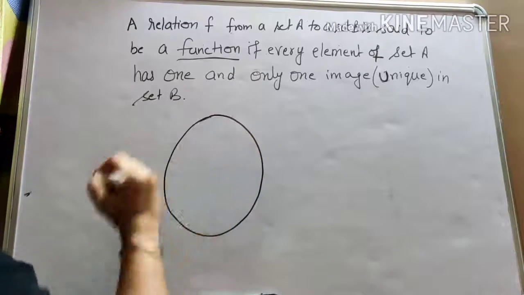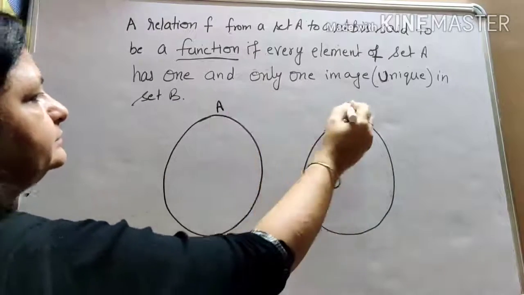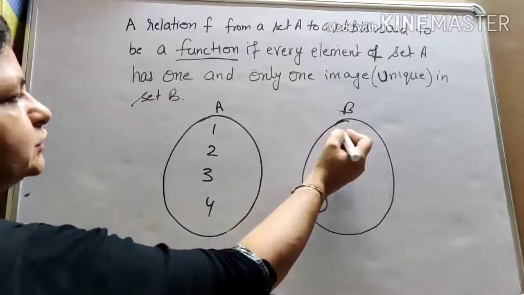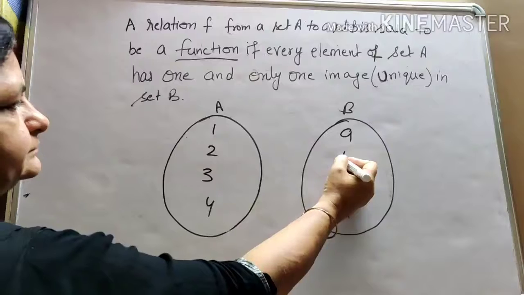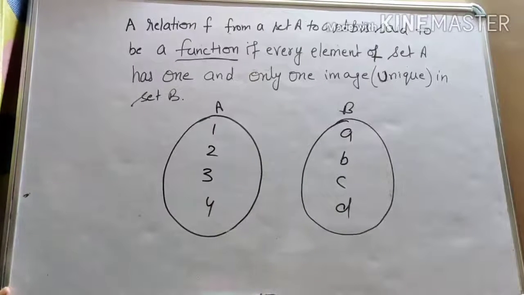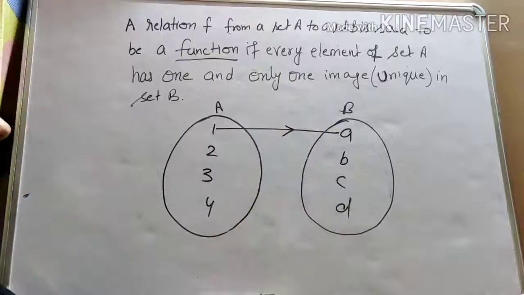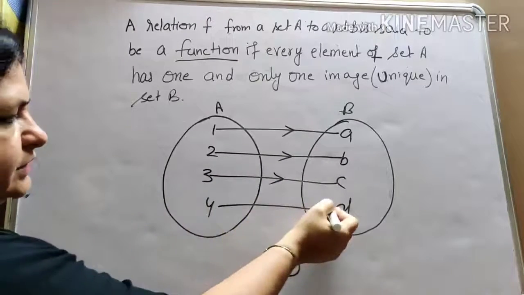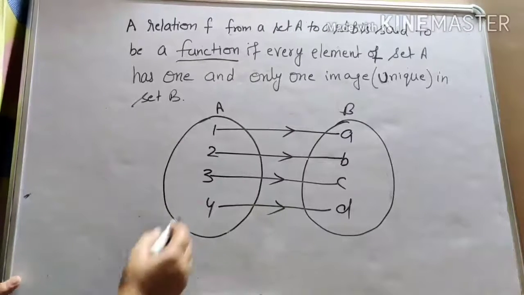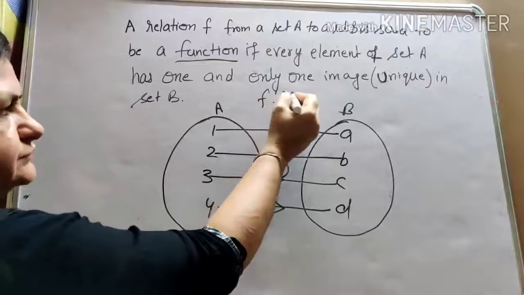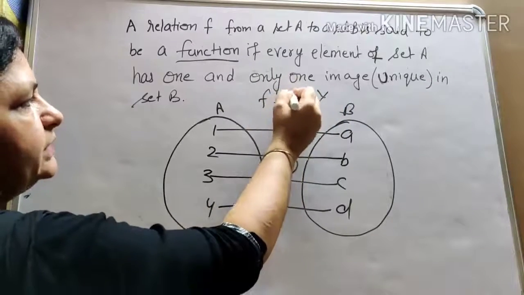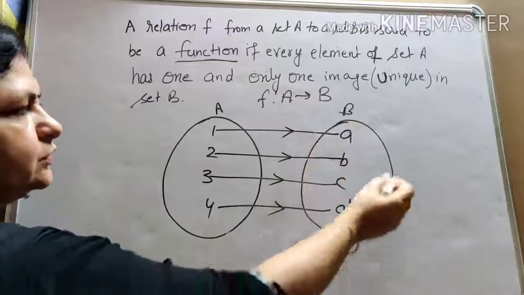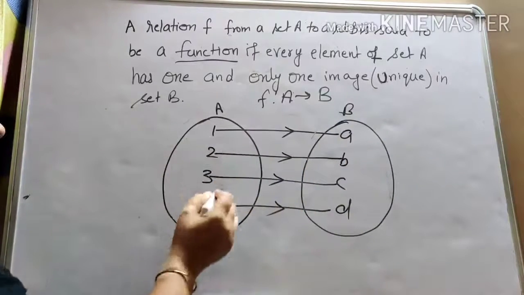If we have two sets A and B, elements of A are 1, 2, 3, 4 and elements of B are A, B, C, D. If the image of 1 is A and the image of 2 is B, the image of 3 is C and the image of 4 is D. Now, if the function is from x to y, or we can say from A to B, then these elements are called images. These elements are called pre-images.